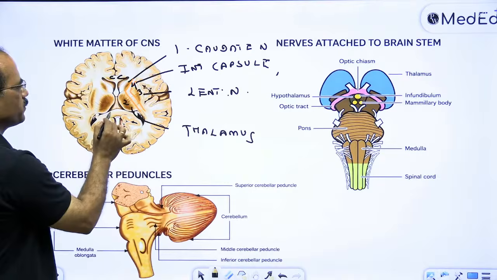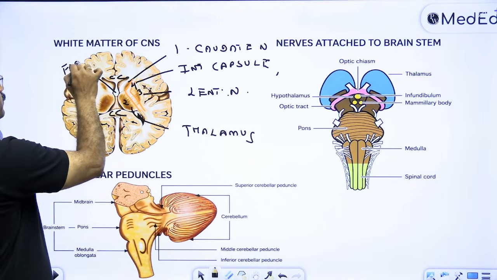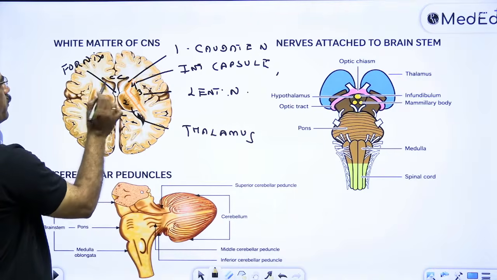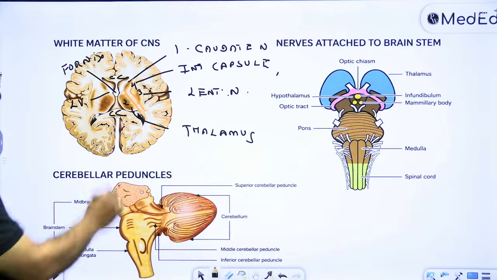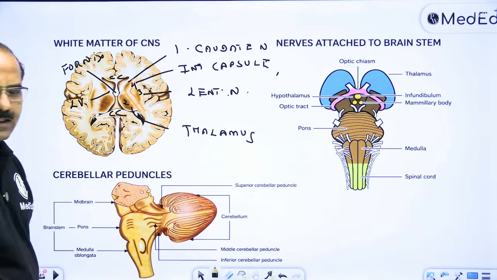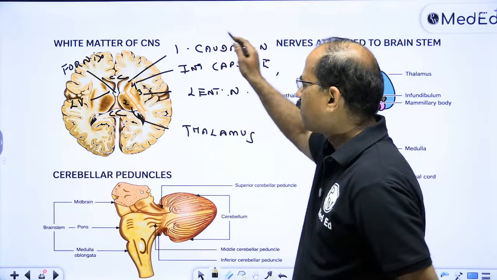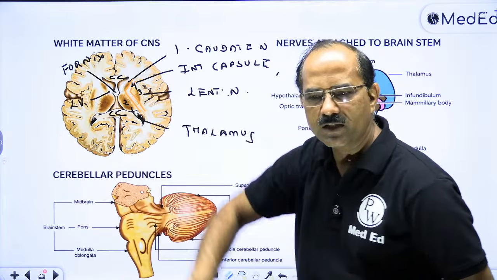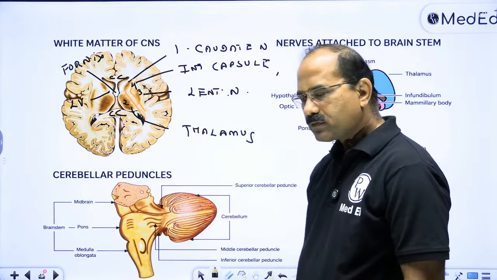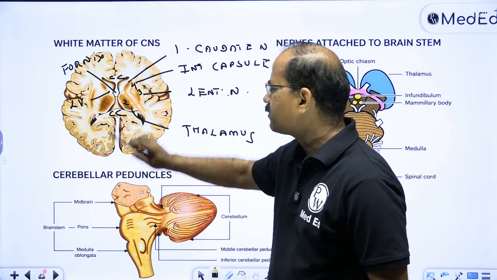Internal capsule. What is this? Corpus callosum. This is the fornix, and this is the lateral ventricle. The cavity you are seeing, that's the lateral ventricle. This is a very important section. 1 is the caudate nucleus, 2 is the thalamus, 3 is the lentiform nucleus, 4 is the internal capsule. This is the fornix, and this is the corpus callosum.